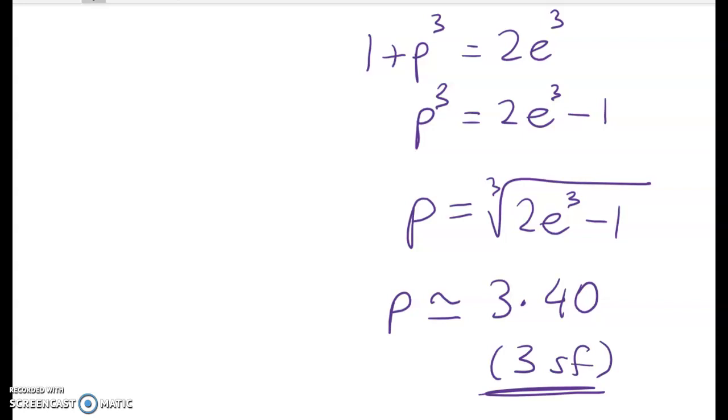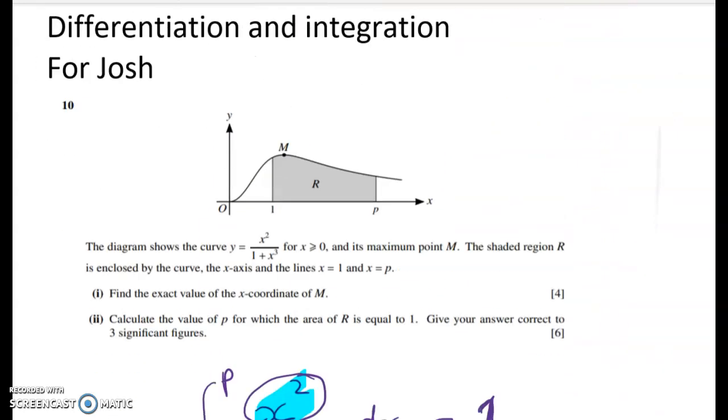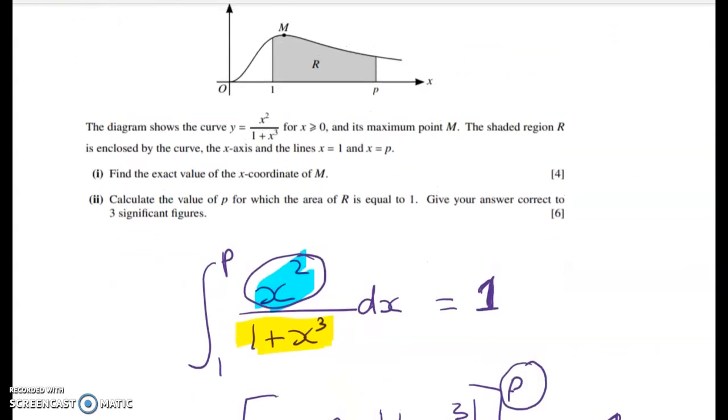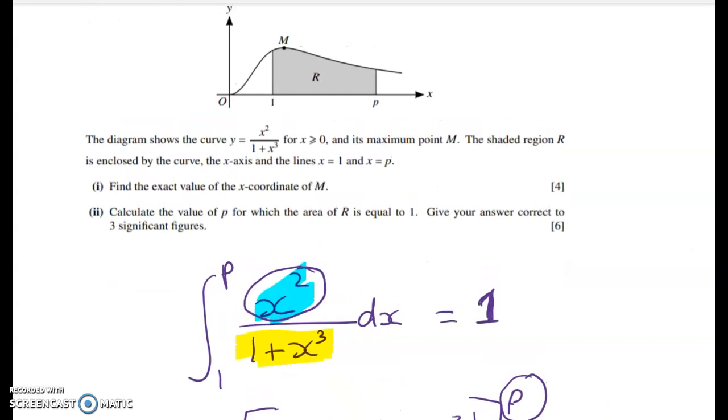So there you go, two really nice examples of maximum points and solving a problem where we have to find the limit of integration.